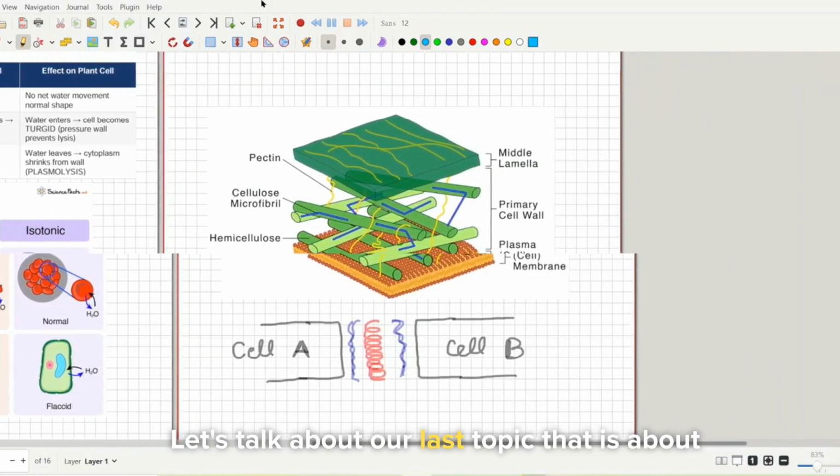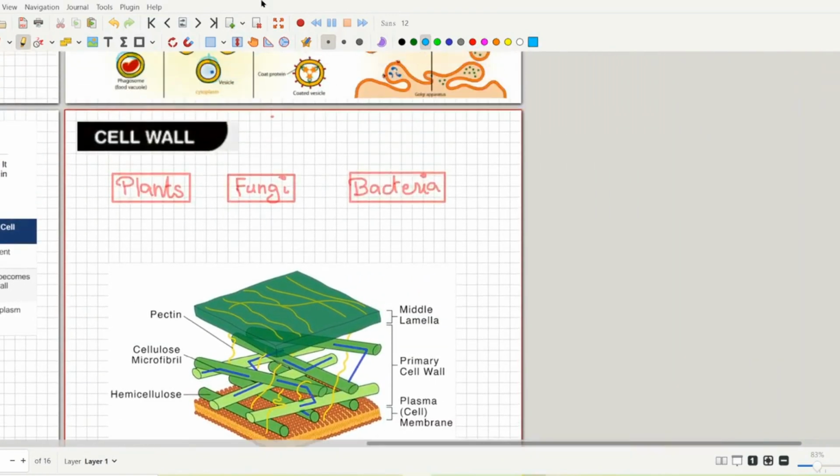Let's talk about our last topic, that is the cell wall. So the cell wall is the outermost covering in plant cells. It is not present in animal cells. The cell wall is also present in fungi and bacteria, but it is absent in animals. So you need to know that animals have only the outer covering of the cell membrane, and it does not contain any cell wall around it.